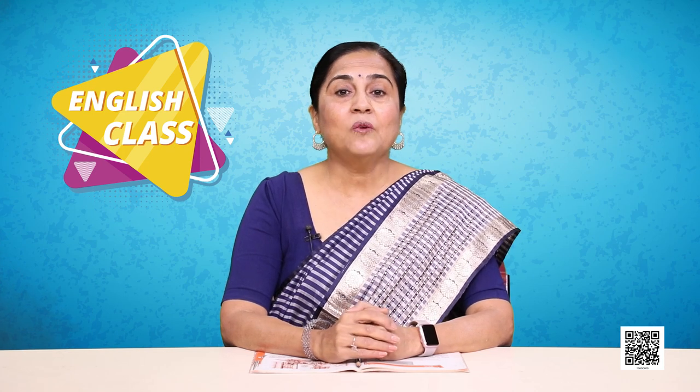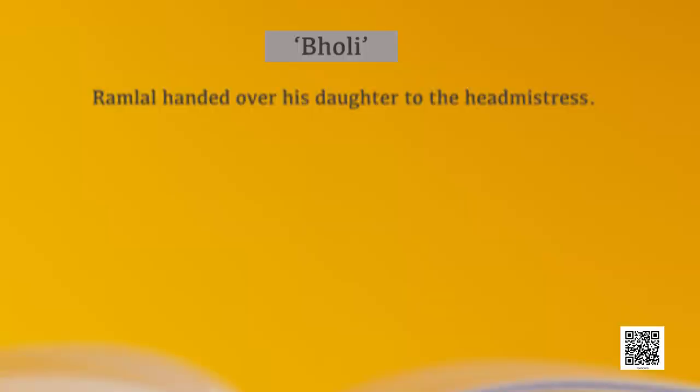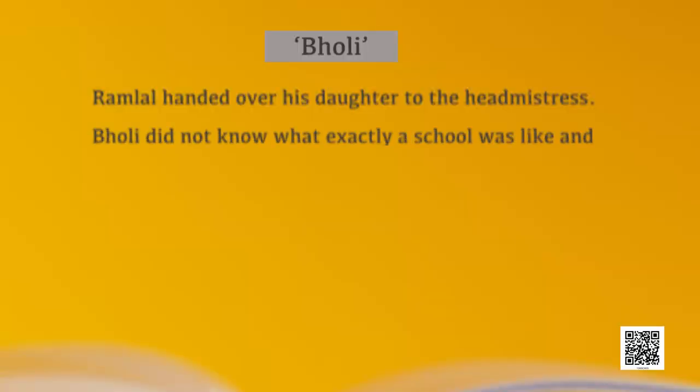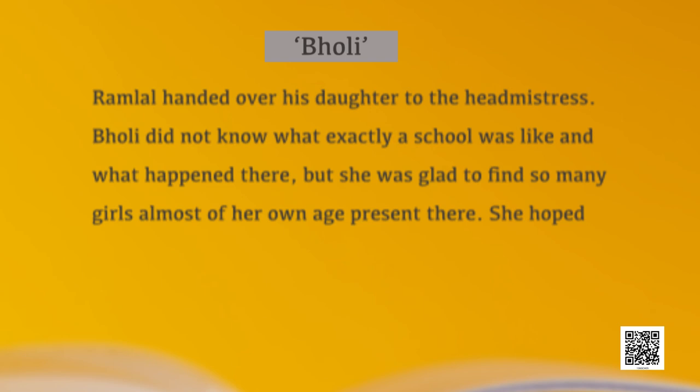Let's continue. When they reached the school, the children were already in their classrooms and Bholi was really surprised to see many rooms and verandas. Ramlal handed over his daughter to the headmistress. Bholi did not know what exactly a school was like and what happened there. But she was glad to find so many girls, almost of her own age, present over there. She hoped that one of these girls might become her friend. The lady teacher who was in the class was saying something to the girls, but Bholi could not understand anything.